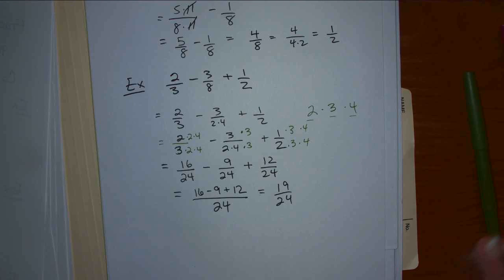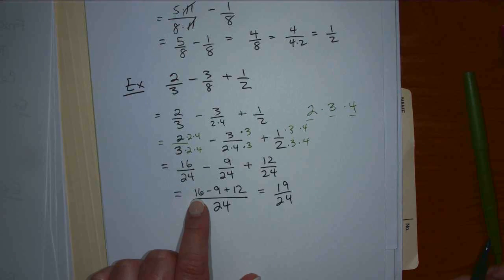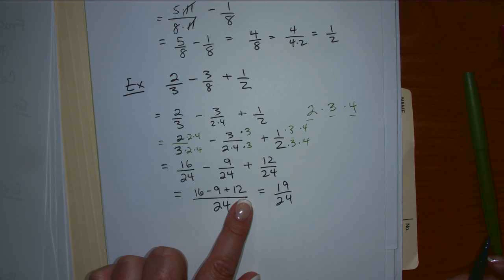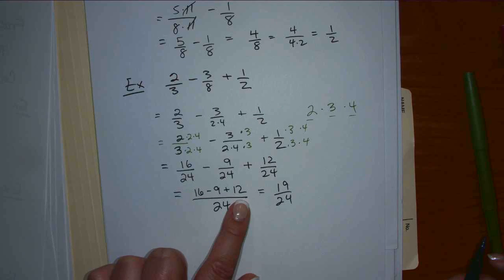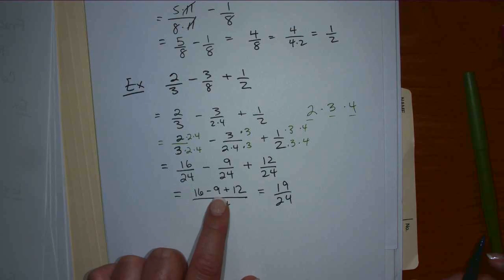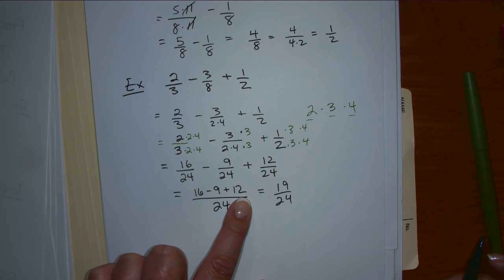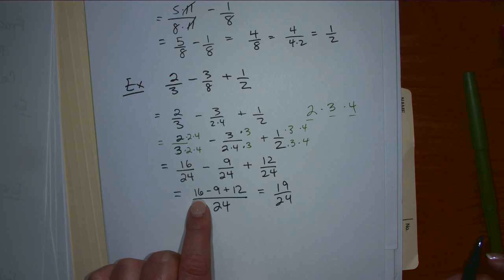Now, when we're adding and subtracting a list of numbers, do you have to do them in order from left to right? No. What I just did in my head to get 19 was this: minus 9 plus 12 is 3, and then I just added 3 to 16.